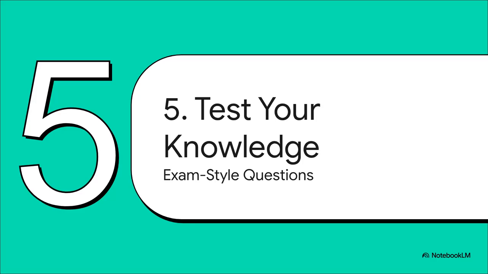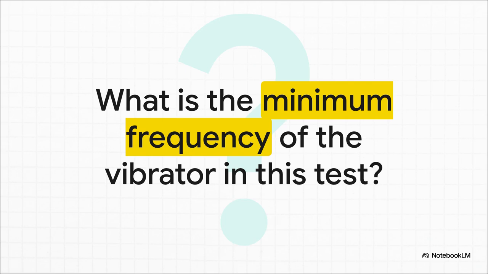All right, you've seen the gear, the procedure, and the math. Now it's your turn. Let's run through a couple of questions straight from the ACI study guide to see what you've learned. These are exactly the kinds of questions you can expect on the written exam. Okay, first question. What is the minimum frequency of the vibrator used in this test method? Go ahead, pause if you need to.